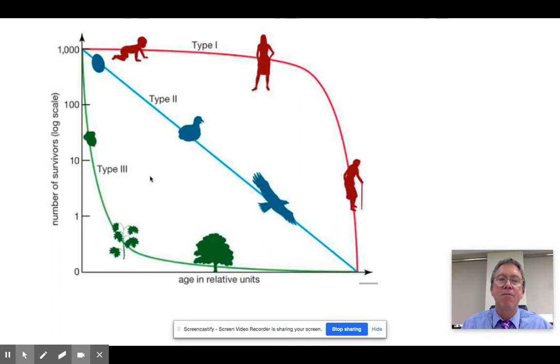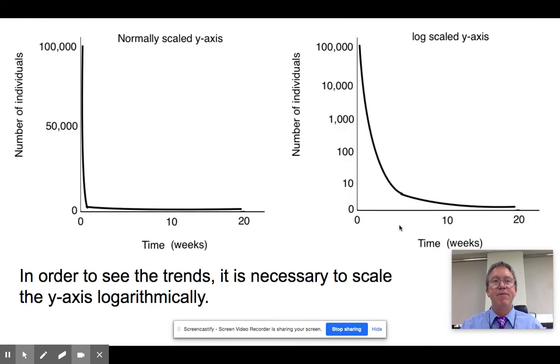And then you have things like birds, where there's pretty much a steady decrease in the number of individuals at a given age group from infancy through the maximum possible lifespan. Now, if we're going to use numbers of individuals as our y-axis, it's often necessary to plot it as a logarithmic curve. And the reason is, if I don't, here's what happens.